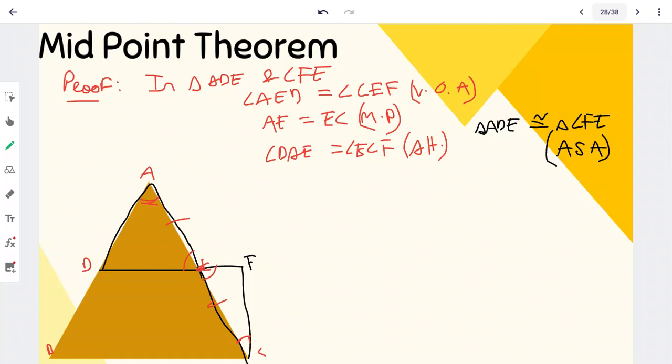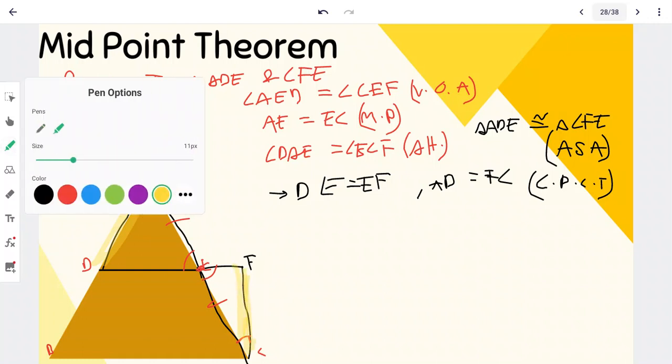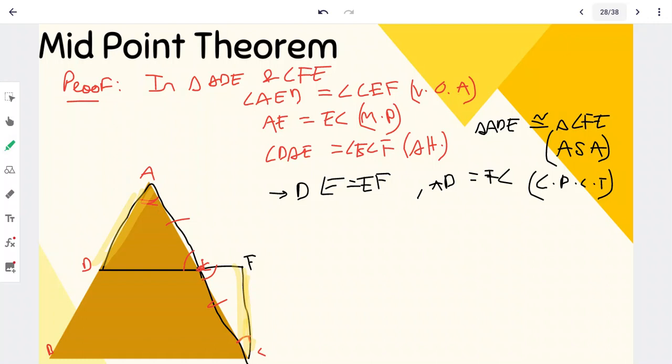Once you have proven this, we can say that DE is equal to EF, correct, or AD is equal to FC by CPCT. By CPCT I can say that these two pairs are equal. Okay, if they are equal, what is AD? Let us highlight them. AD and FC are equal, correct, and DE and EF, these two are equal. Now in your figure you have to write carefully.